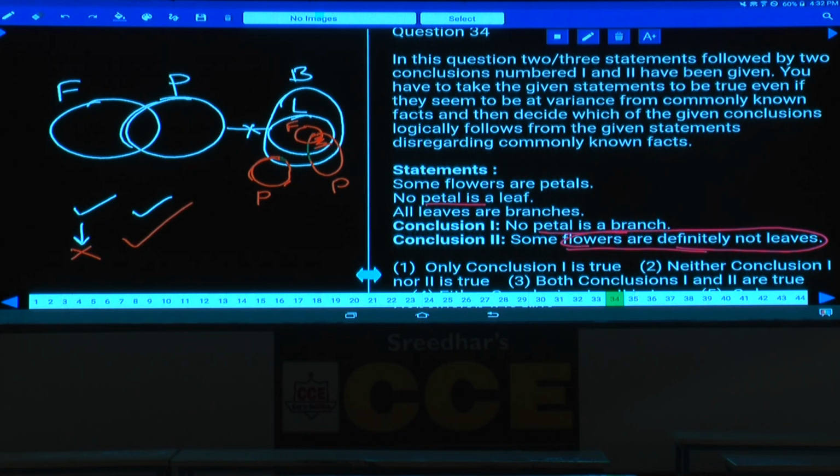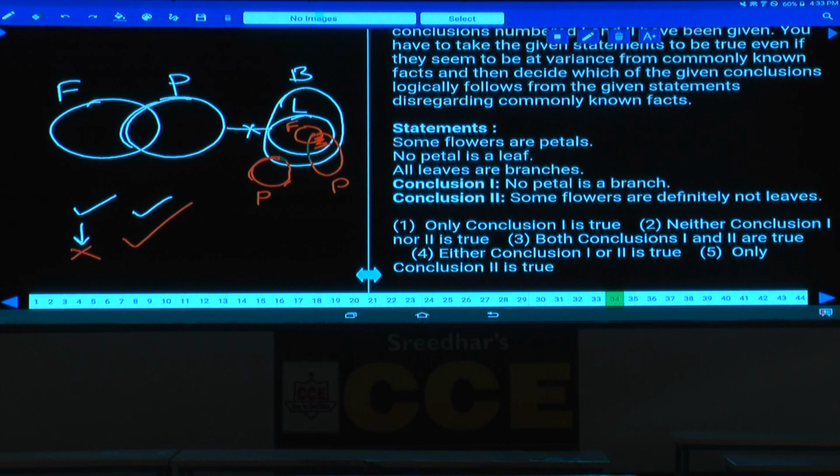Then what is your answer here? Only conclusion 2 follows, only conclusion 2, choice 5. Choice 5, question number 34.